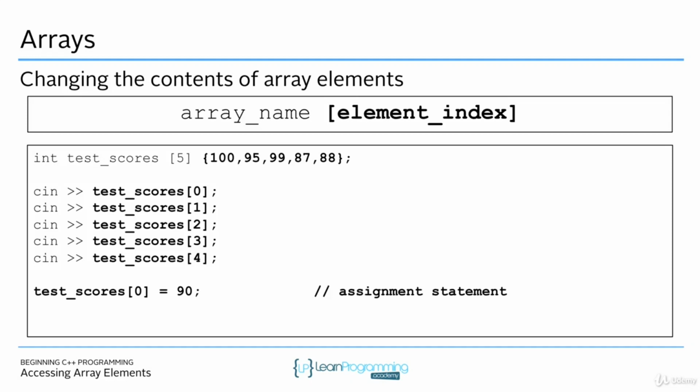We'll talk about assignment statements in an upcoming section, but here you can see that I'm assigning 90 to the first element of the test scores array. Notice that the syntax is the same. That pretty much covers the basics of arrays, but you might be wondering how all this works behind the scenes. Let's see.